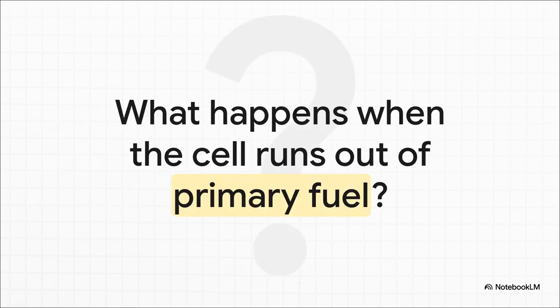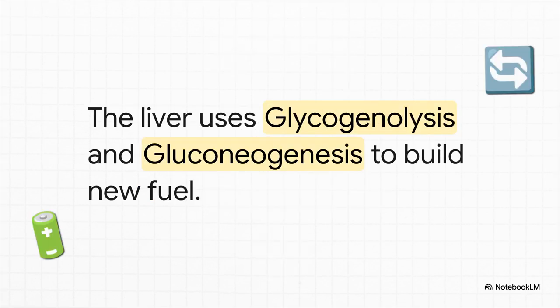So, glycolysis is great when you've just eaten a meal. But here's a question. What happens to the cellular city when it runs out of its primary fuel, glucose? Well, the city relies on two clever backup systems, primarily managed by the liver.